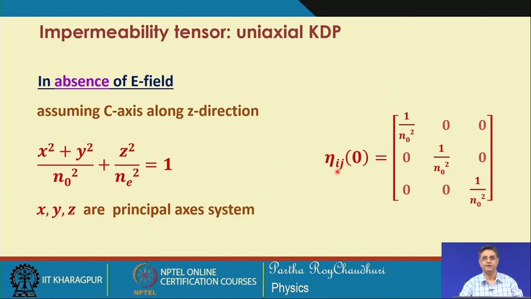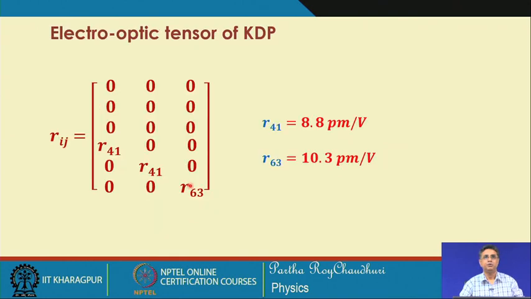The impermeability tensor in this case is n 0 square, n 0 square, and this should be n e square. There is a mistake. This should be n e square, extraordinary refractive index. The electro-optic coefficients, whose values we have already mentioned: r 41 is equal to 8.8 picometer per volt, whereas r 63 is different. These two are the same value and this is different, and these values will make the system different depending on the orientation of the electric field that is applied to the crystal.